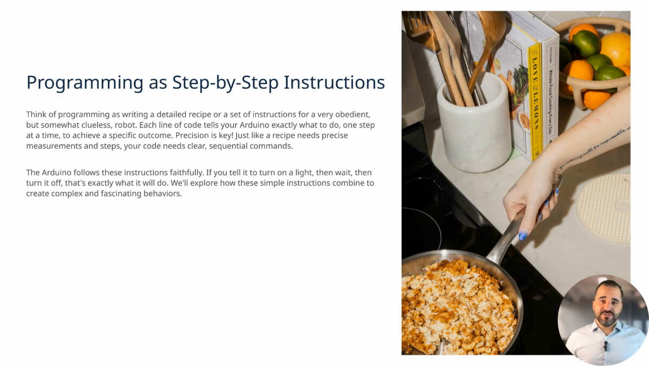If a recipe calls for baking before mixing, the results won't make sense. Similarly, if your code is out of order or missing key elements, your Arduino won't behave as expected. Even tiny errors like a missing semicolon or incorrect variable can cause major issues.